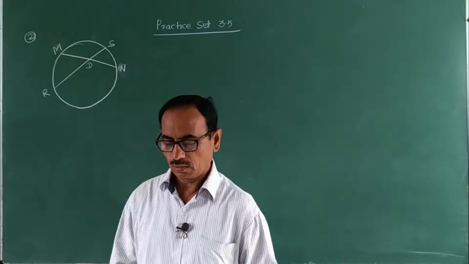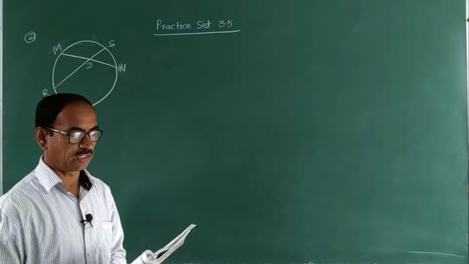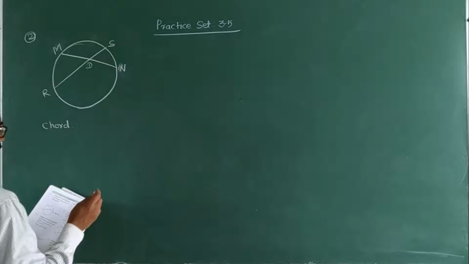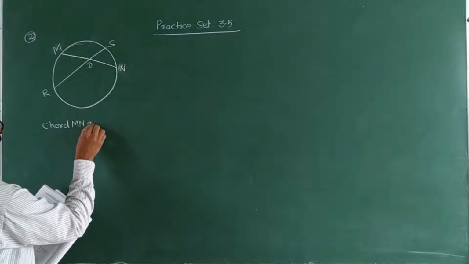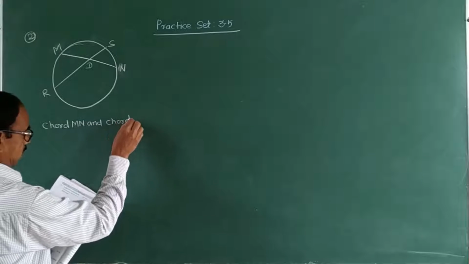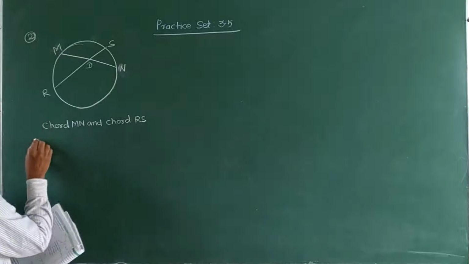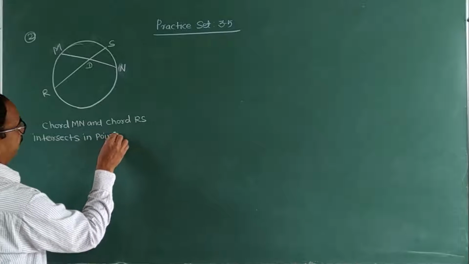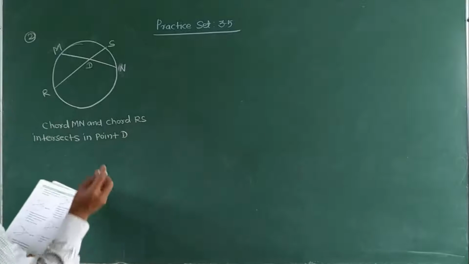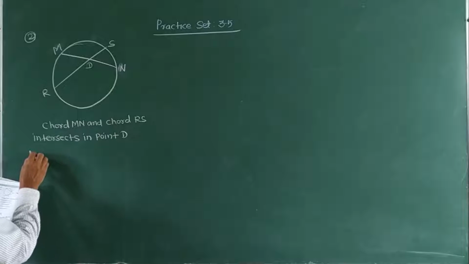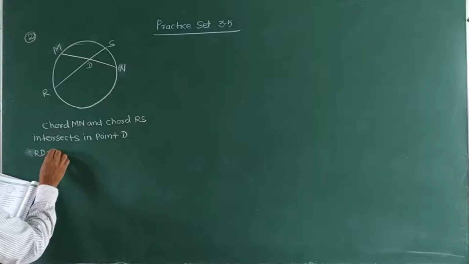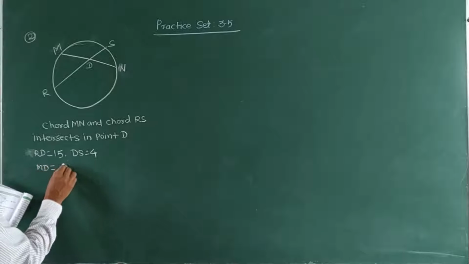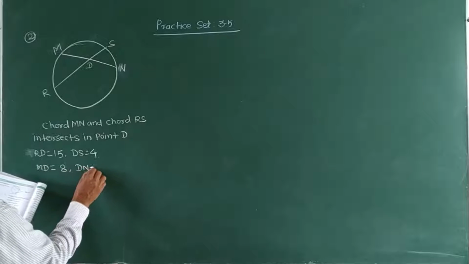Here in the second example we have given a figure: chord MN and chord RS intersect at point D. Here we have given chord MN and chord RS intersect in point D. Then we have given RD is 15, DS is 4, MD is 8, and we have to find out DN.